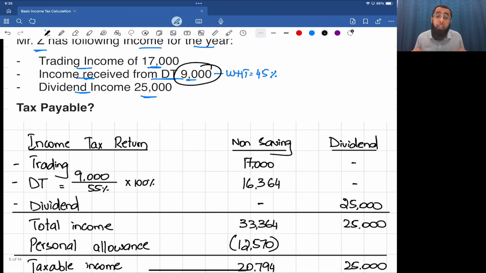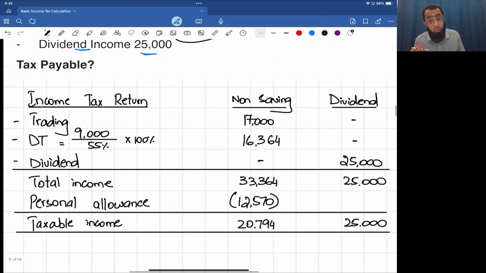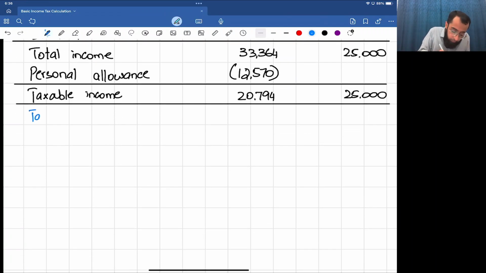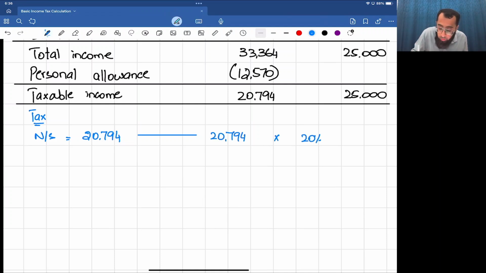Income tax return, trading income goes in non-saving. Discretionary trust is grossed up. 45% was the withholding, and then comes the dividend. Now you'll charge tax on it. Non-saving income 20794 till 37,700. It's basic rate band. So this 20794 will be taxed at 20%. It's 4159. Okay. Then there is dividend income, which is 25,000.